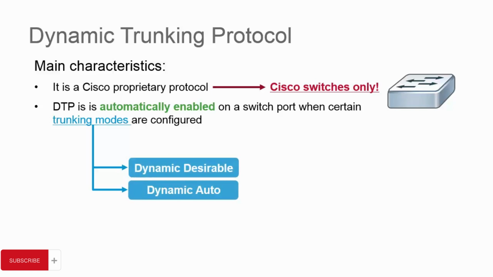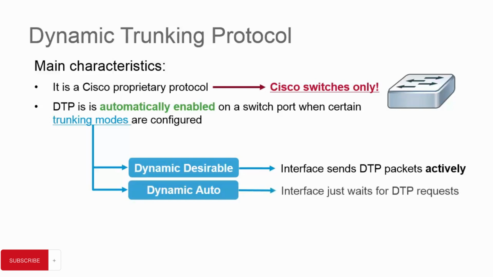So what's the difference between the two? Well, in the Dynamic Desirable mode, an interface sends DTP packets actively, trying to establish the trunk if possible. In the Dynamic Auto mode, an interface just waits for DTP requests that are being sent.